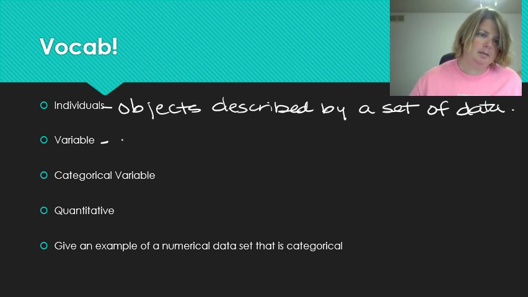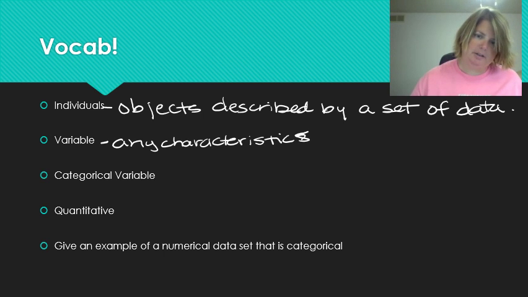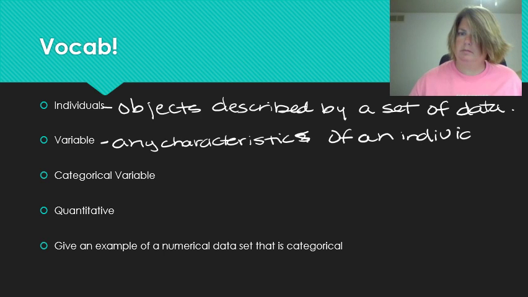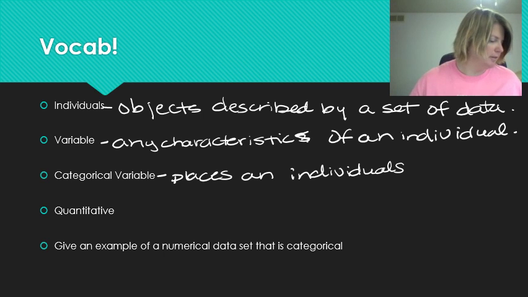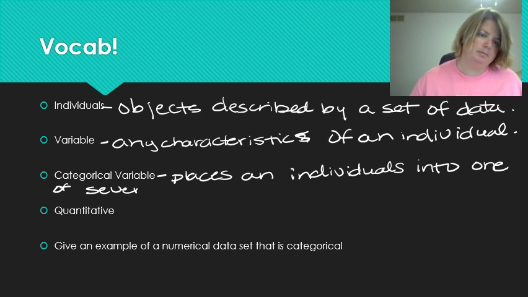So a variable is any characteristic of an individual. And then categorical variables place an individual. Basically, these are variables which place an individual into one of several groups or categories.